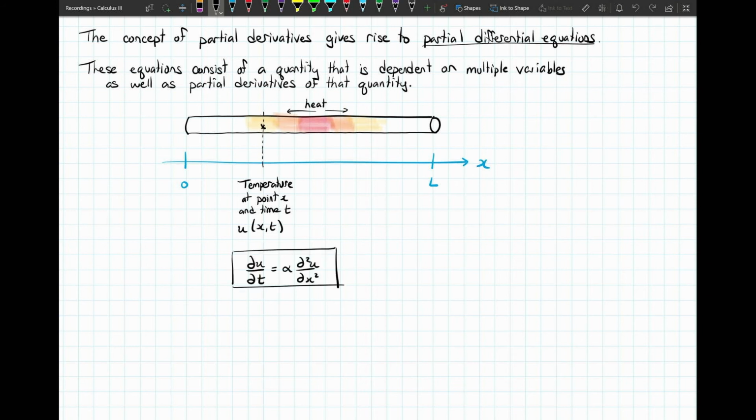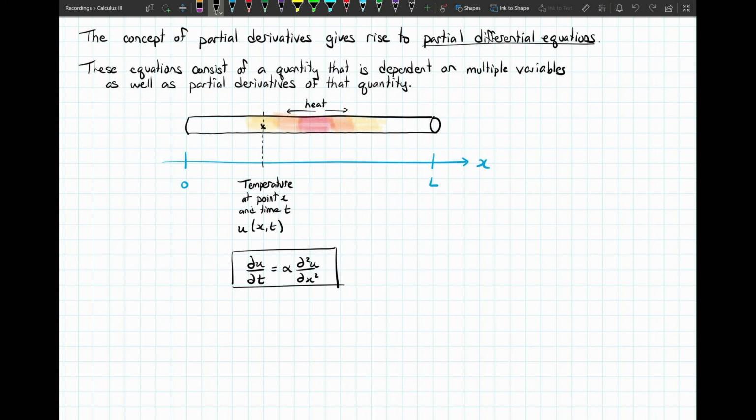The heat equation says the rate of change of temperature at a point x and time t with respect to time is equal to some constant alpha times the second derivative of the temperature with respect to x squared. Now, remember, U is temperature, and that's the temperature at a specific point and a specific time. On the left-hand side here, we have a first derivative.